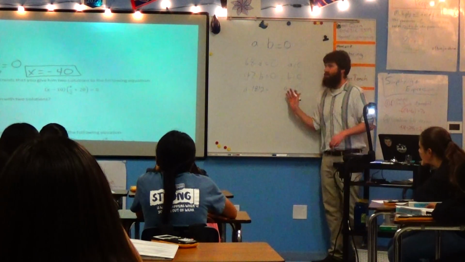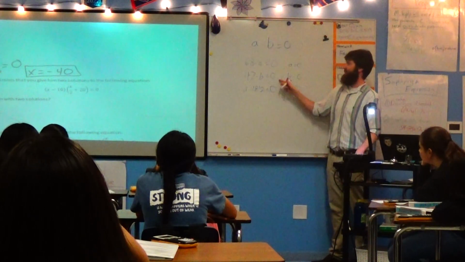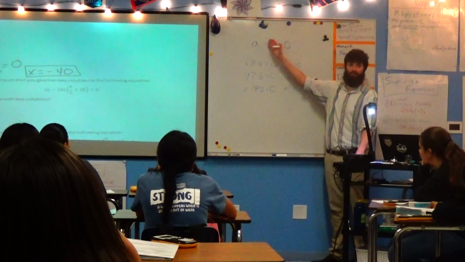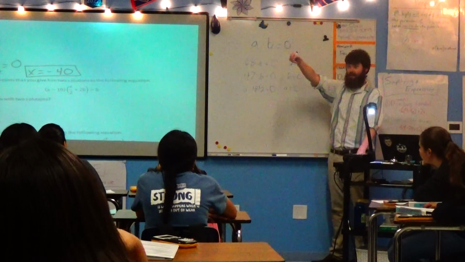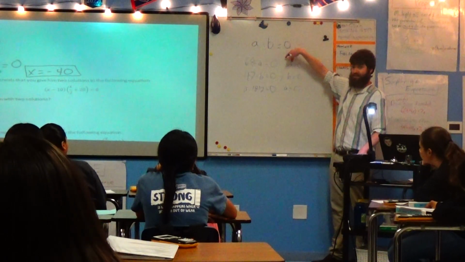So what can we assume? If what we're multiplying equals 0, what can we assume about one of our variables? That at least A or at least B is going to be equal to 0.